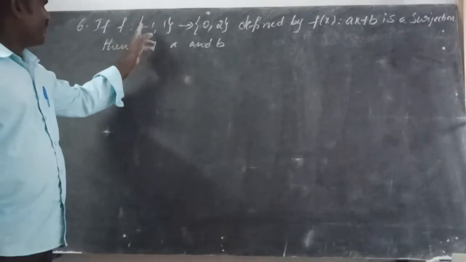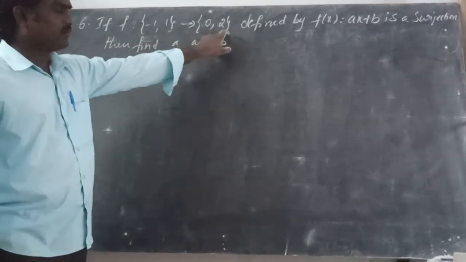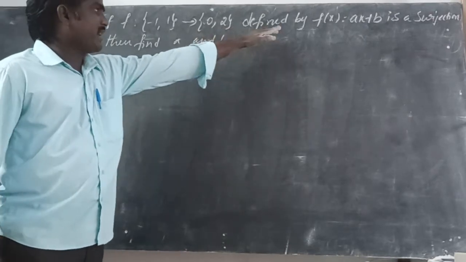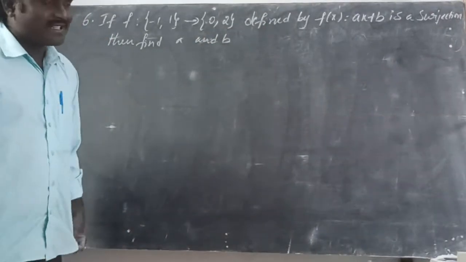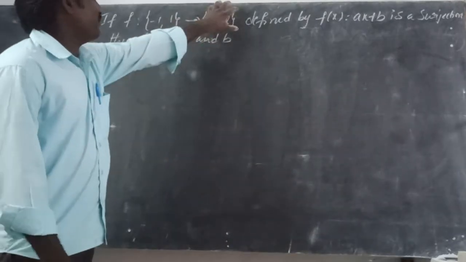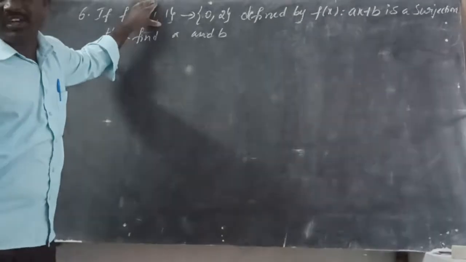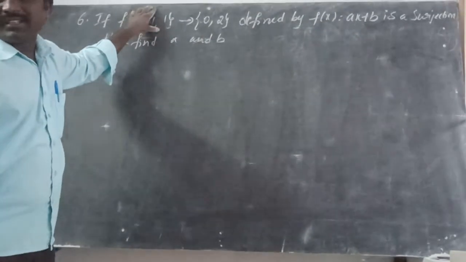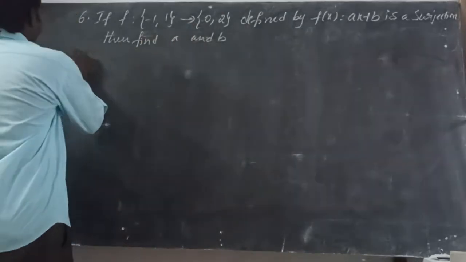If f from the domain minus 1 to 1, codomain 0 to 2, is defined by f of x is equal to ax plus b, and is a surjection. Surjection means every element of B is mapped by at least one element of A. Okay, that is called surjection. So then find a and b.